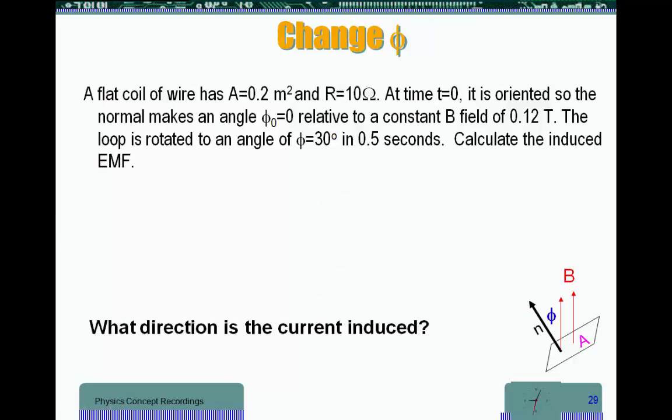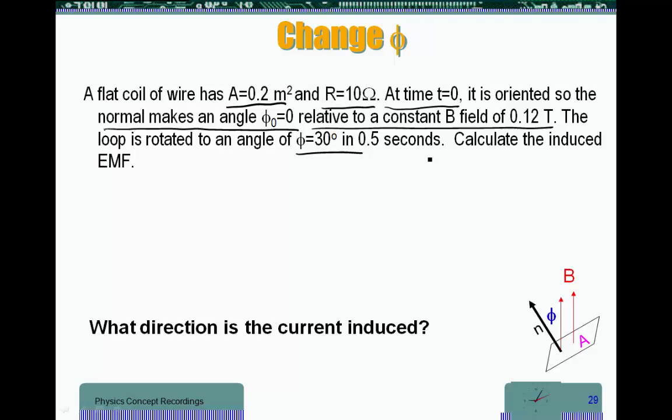Okay, let's consider this question here. We have a flat coil. We are given the area. We are given its resistance. We are told at time t0 it is oriented so its perpendicular normal makes an angle 0 relative to a magnetic field of 0.12 Tesla. And we are told that the loop is rotated to an angle of 30 degrees in 0.5 seconds. And we are asked to find the induced EMF.